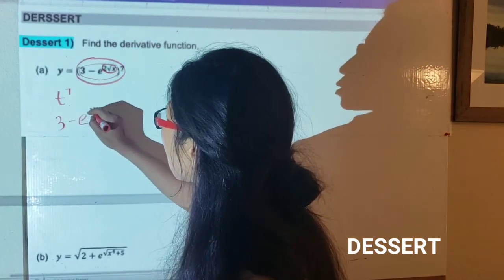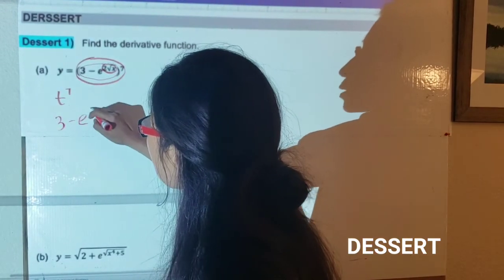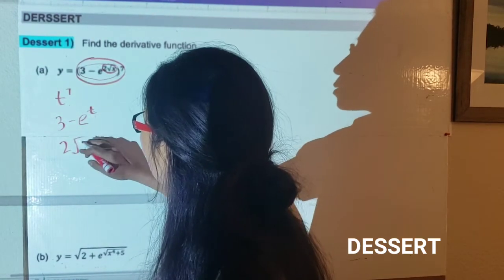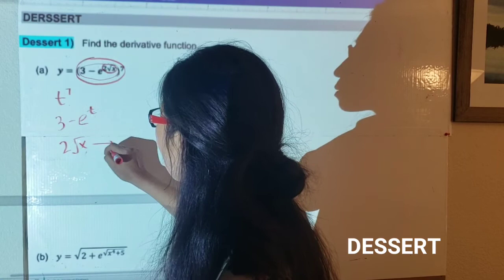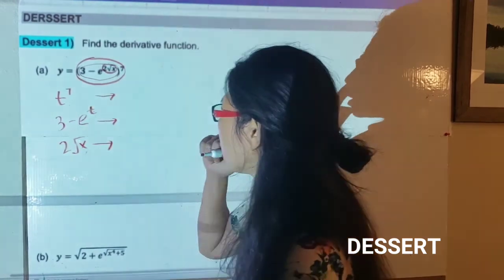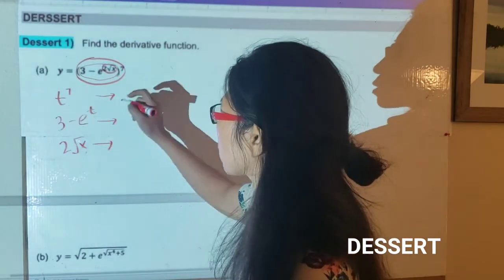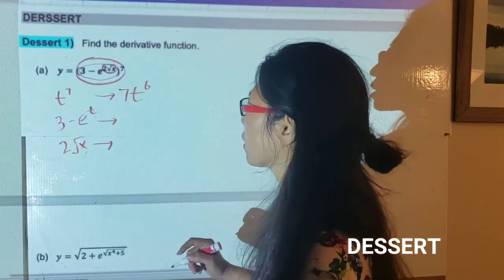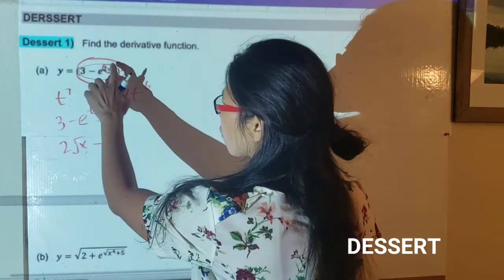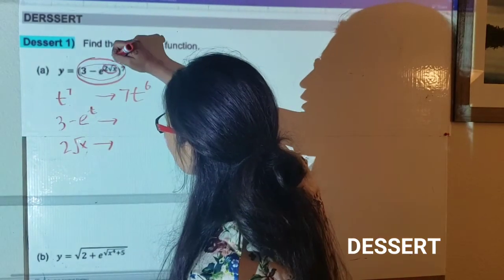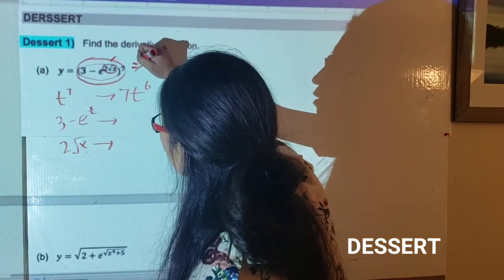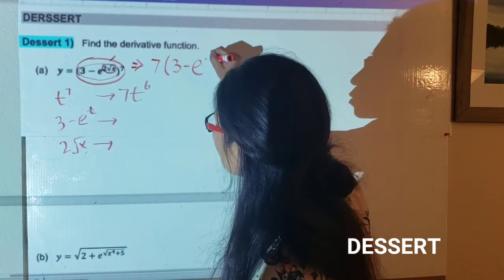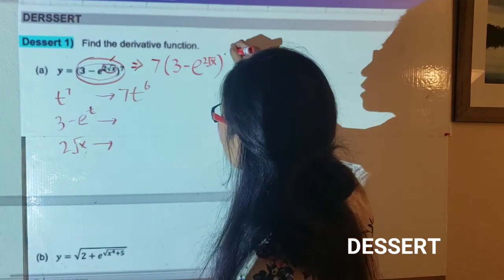3 minus e to the t, it's going to be just a t because it's a circle, and then the last one, copy. Okay, I'm thinking too much. So if you take the derivative of this one, that's going to be 7t to the 6 power. So look here. The t is the circle right below, so you are going to copy down. I'm taking the derivative of the outside, that becomes 7, and then copy down 3 minus e to the 2 square root of x, and then that becomes 6.